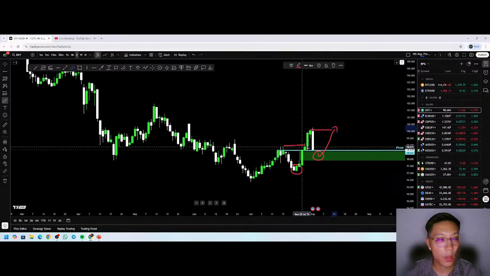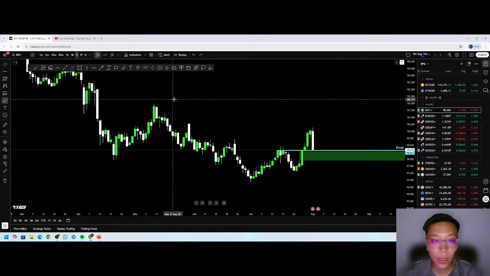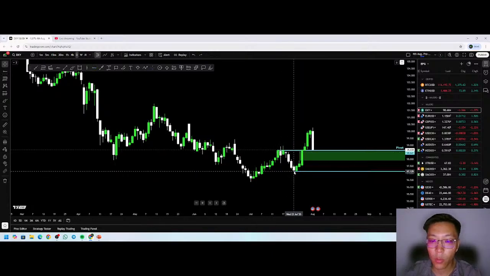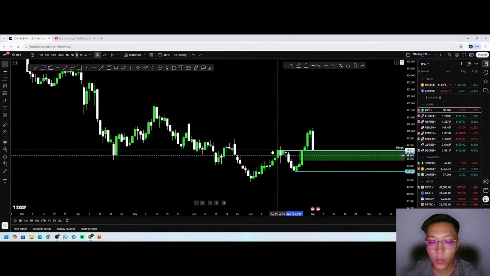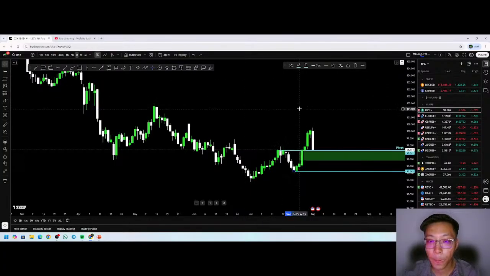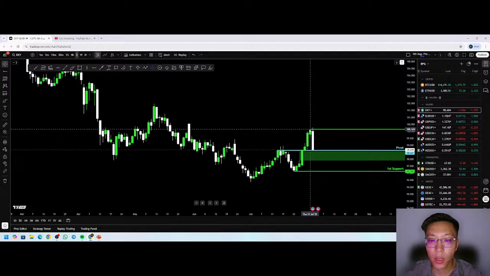So of course we can label this as our pivot point. Then let's take a look at where our support could be. Our support will be the previous swing low over here. Then for our resistance, we will choose this previous swing high as well.